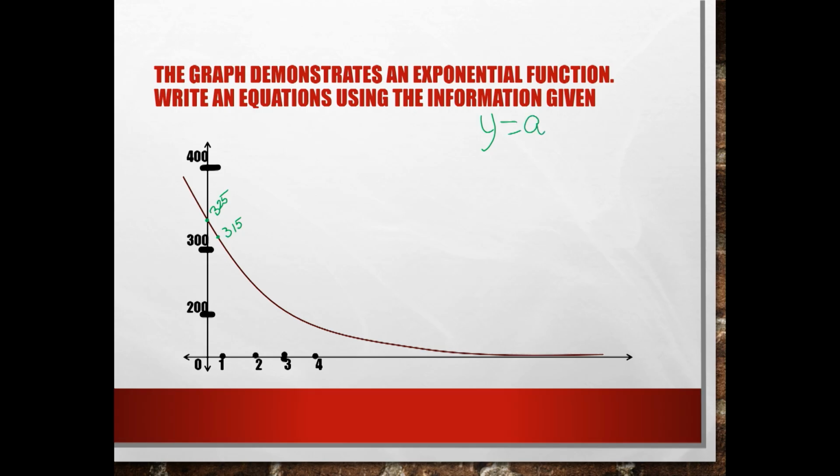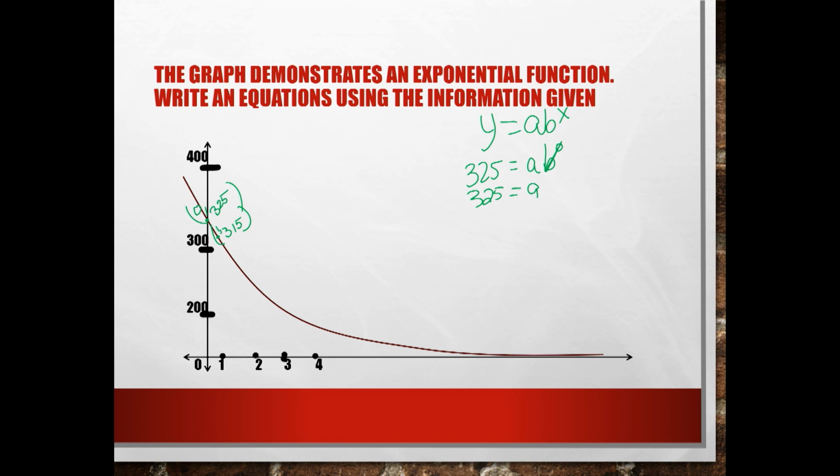Y equals ab to the x. So I've got 0 and 1. So I've got 325 equals a b to the 0. We know that's going to be 1. So then I have a equals 325.